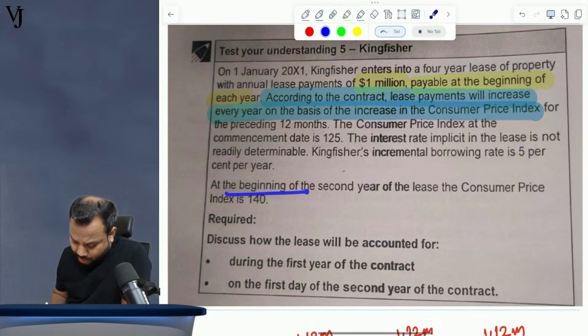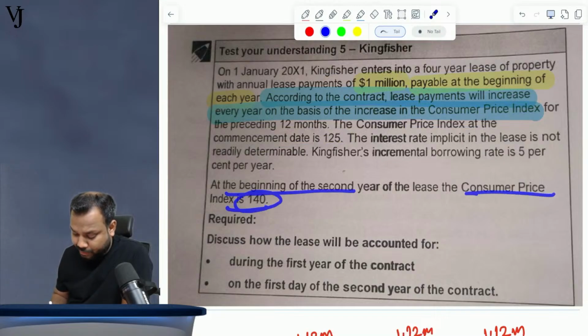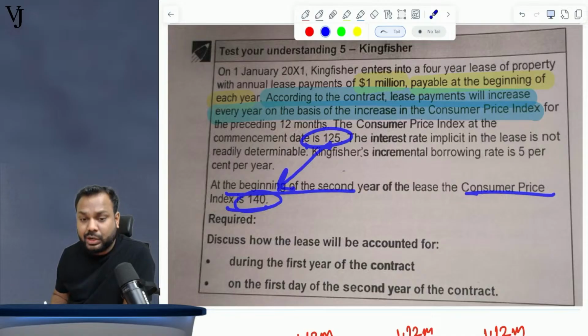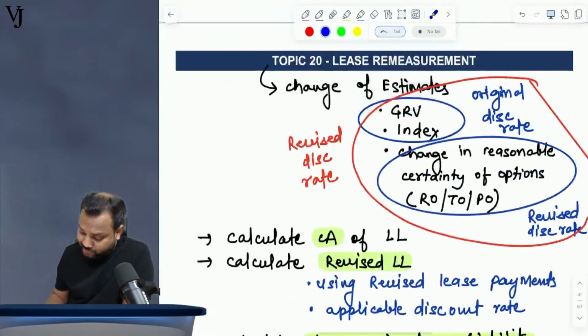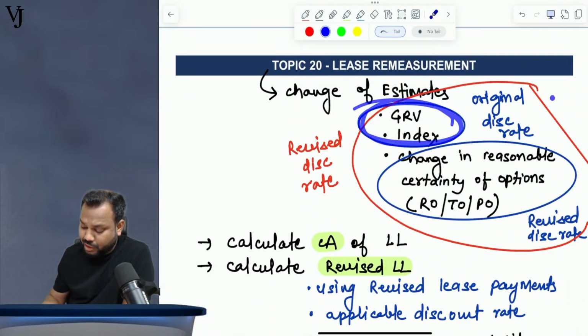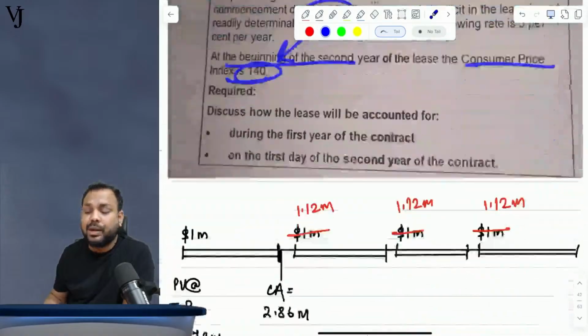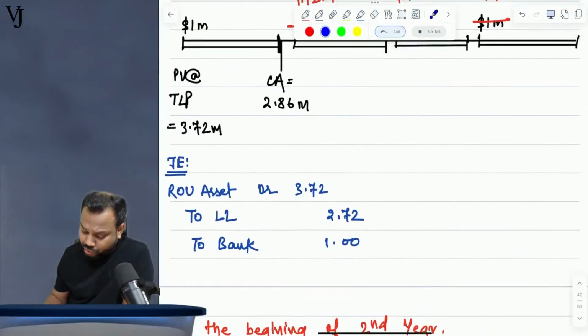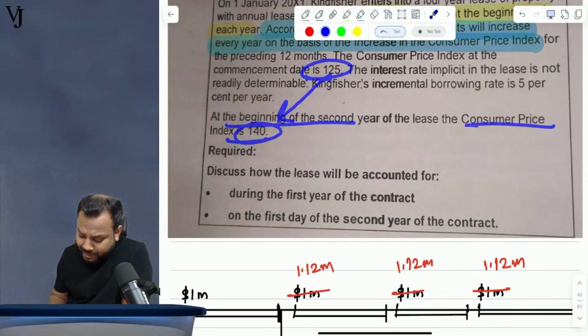Okay, now at the beginning of the second year, consumer price index is 140, which means the consumer price index is changing. So tell me, which discount rate shall we use? Original or revised? Since CPI is changing, the index is changing, we'll use the original discount rate to compute the revised lease liability.